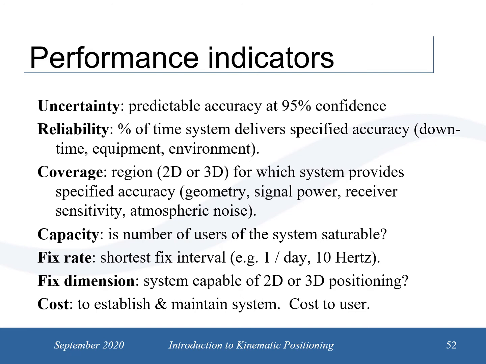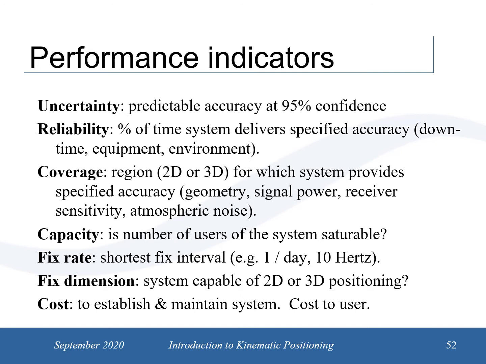Uncertainty refers to the predictable accuracy at a certain confidence level. Usually, we work with 67%, 95%, 99%, but that is dependent upon specifications. Reliability is the percentage of time a particular system delivers the specified accuracy, and that would include downtime, equipment, and environment.